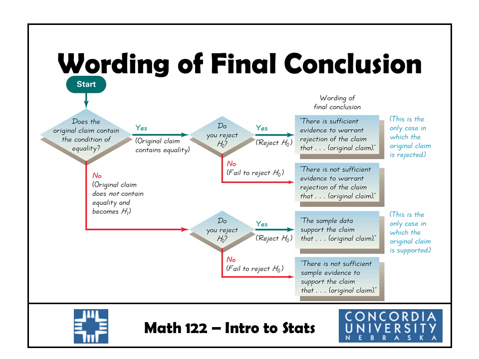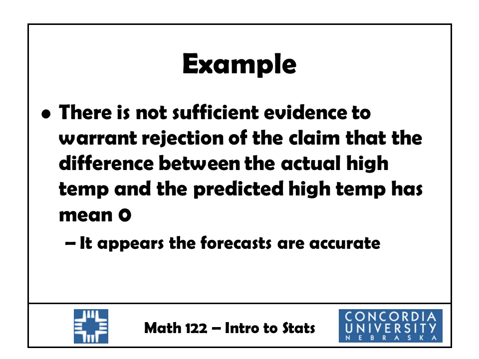Now we'll word the final conclusion the same way that we've always done. The original claim did contain equality because it was that mu sub d equals 0. So we go to the right. Did we reject the null hypothesis? No, we did not. So there is not sufficient evidence to warrant rejection of the claim that the differences between the actual high temp and the predicted high temp has mean 0. So we do not reject the claim of accuracy. So in other words, it appears that in the population of all days the forecasts are accurate.